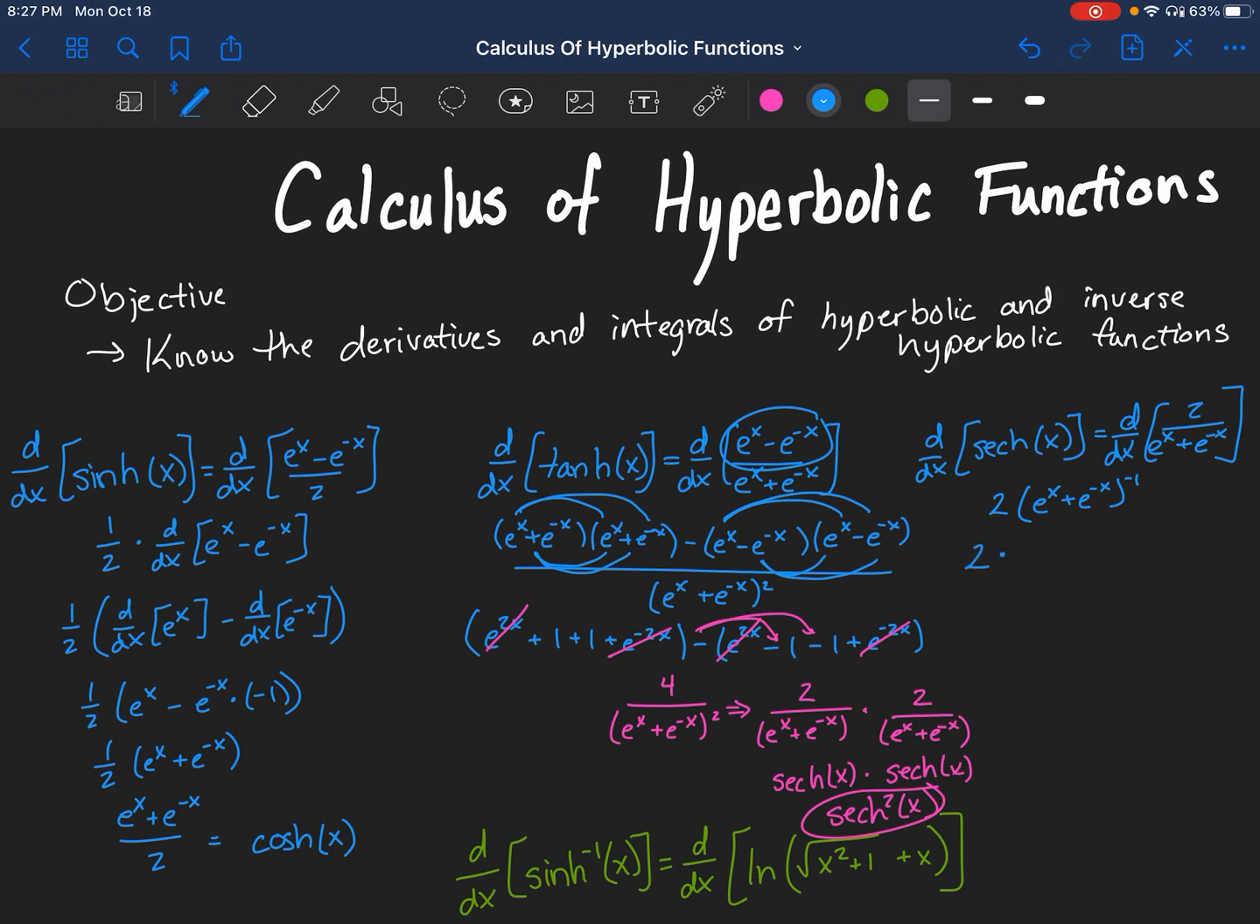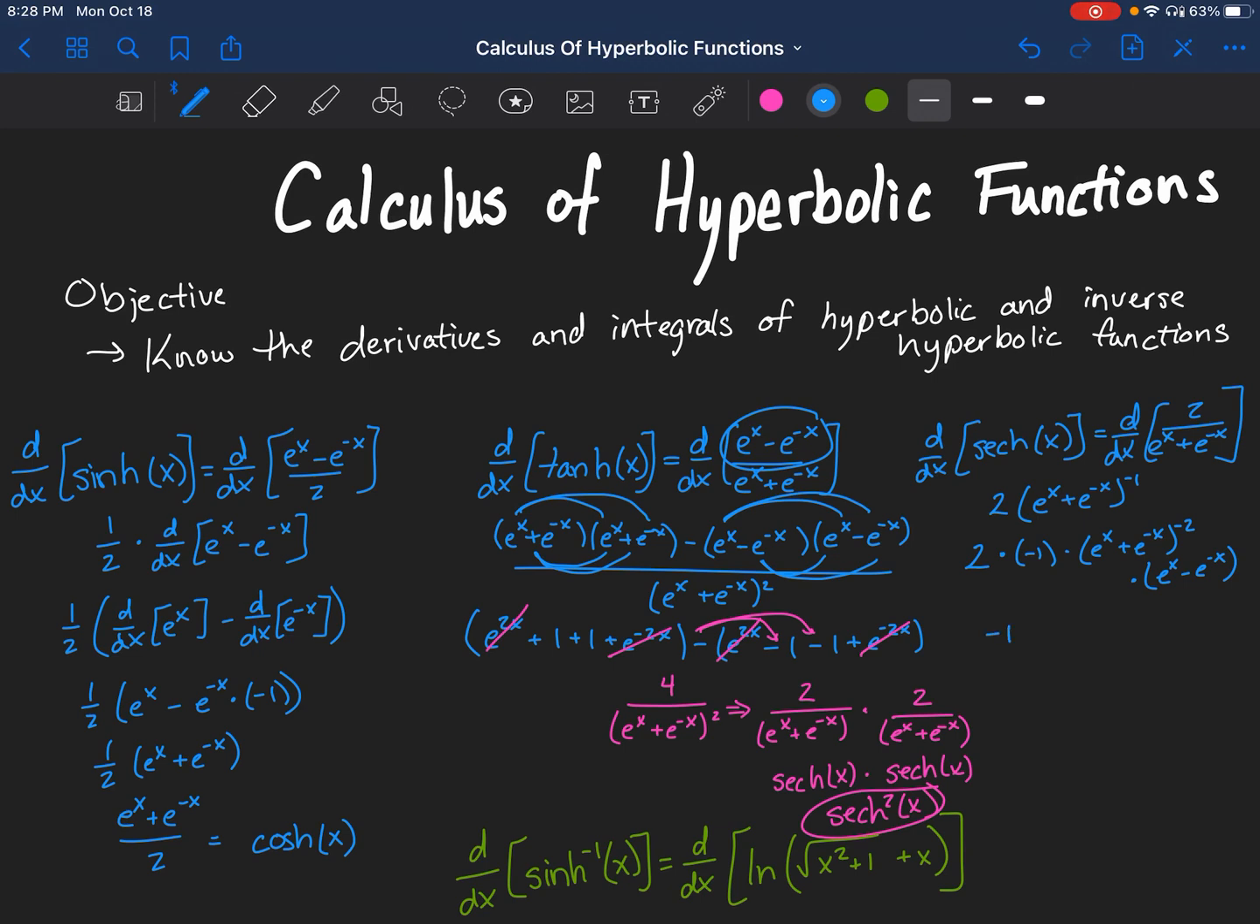And so what I'm going to multiply is that negative 1, my power, times e to the x plus e to the negative x to the negative second. And then I have to perform the chain rule on this e to the x plus e to the negative x, which is going to give me, I'm going to write it down below, e to the x minus e to the negative x. So I'm going to have to multiply all this stuff together. So let me just move this stuff around a little bit then.